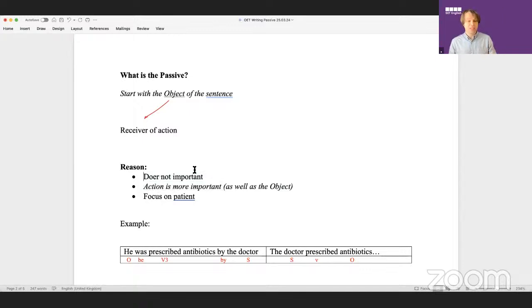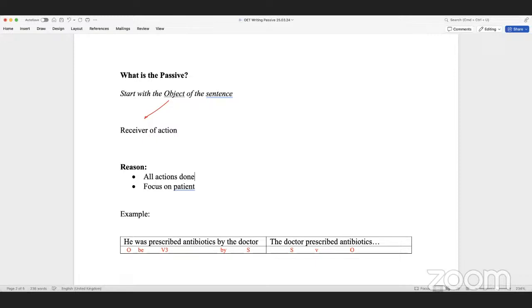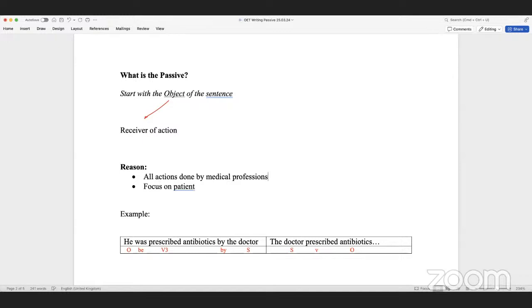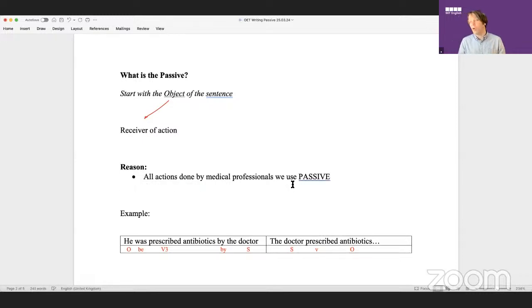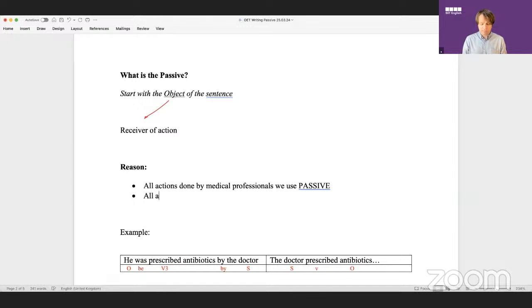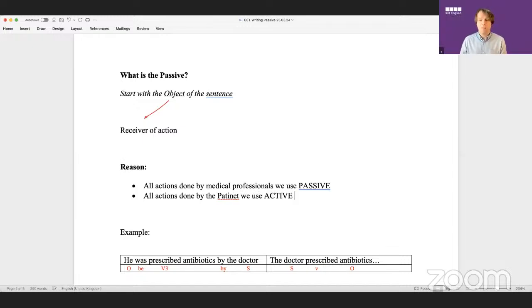This is good, but in OET, let's be specific here, right? This is what he's saying. All actions done by medical professionals to the patient, we use passive. Or let's say almost all, 99%, all actions done by medical professionals. What about actions done by the patient? Active. We use active. Why is that?